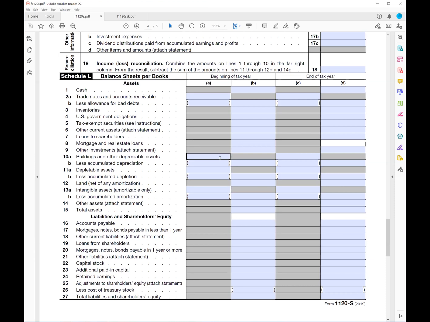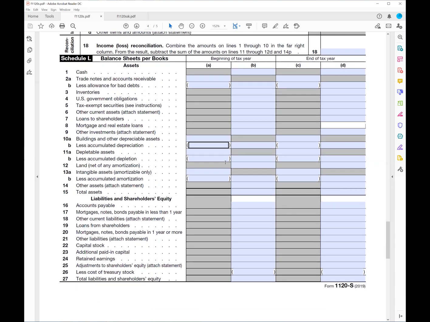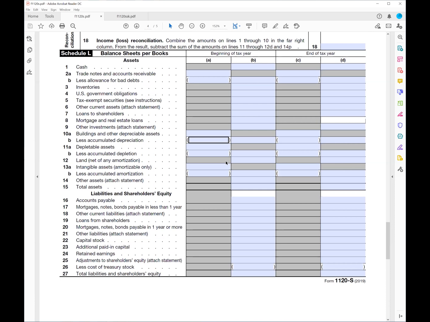Again, with buildings and other depreciable assets, if that changes, it indicates something was bought or sold. It's a lot of where they were at the start of the year and where they are at the end of the year. I think those are the more important ones to look for: the assets and the mortgages, just to see what's going on. And here it is again, liabilities and shareholders' equity, and this is assets. It's just worth looking over.